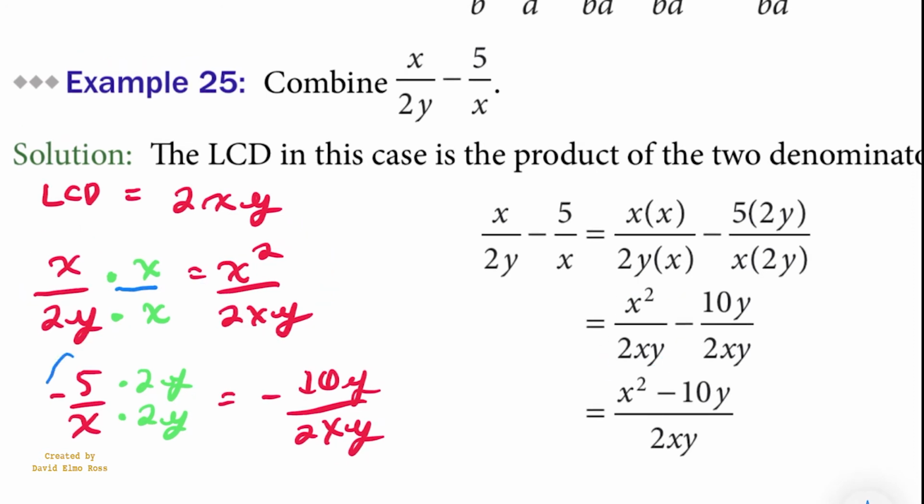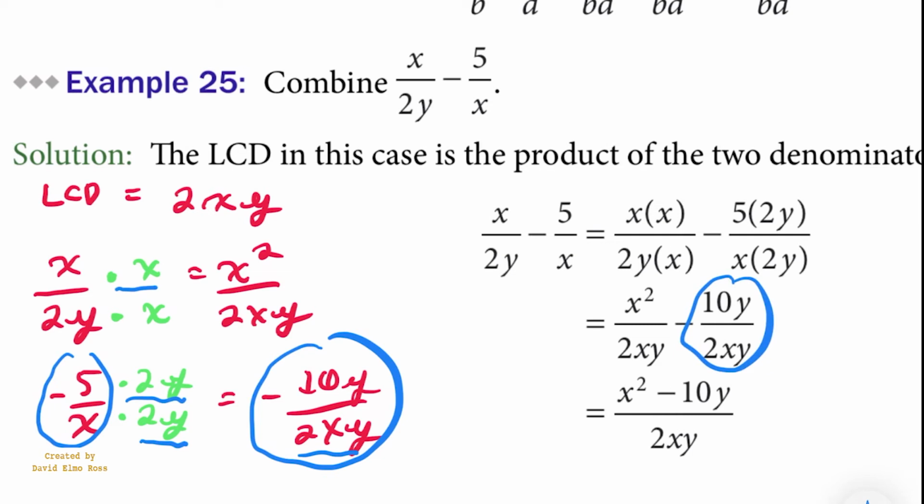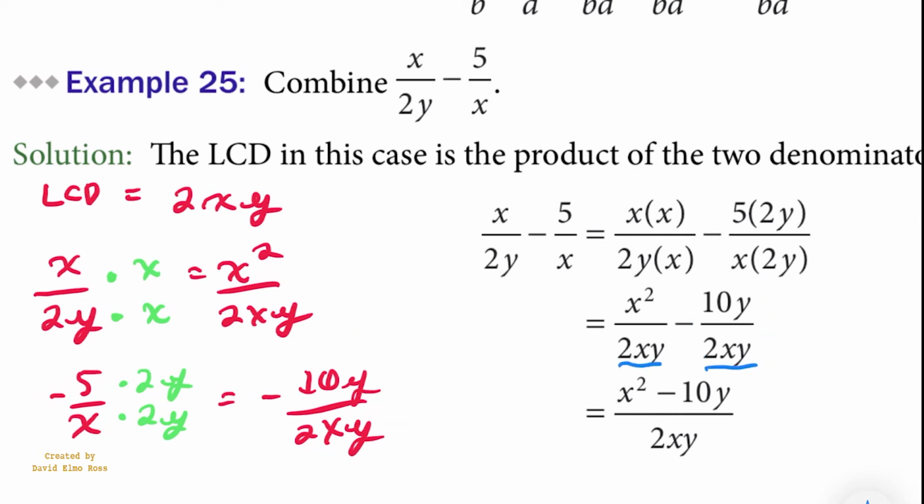To take minus 5 over x and convert it, to get a common denominator we have to multiply x by 2y. So we also have to multiply the minus 5 times 2y to get minus 10y over 2xy, which is this term here. Since 2xy and 2xy are common, we can combine it down to x squared minus 10y over 2xy as our final result.